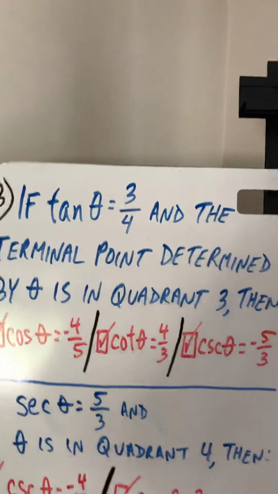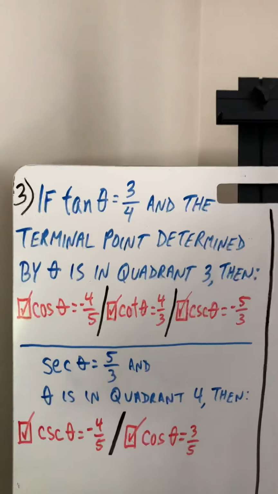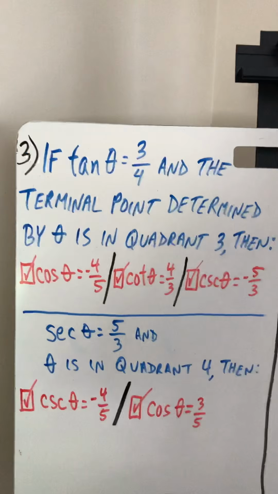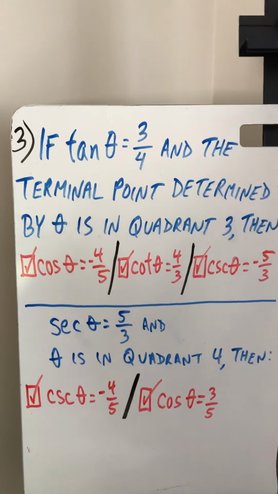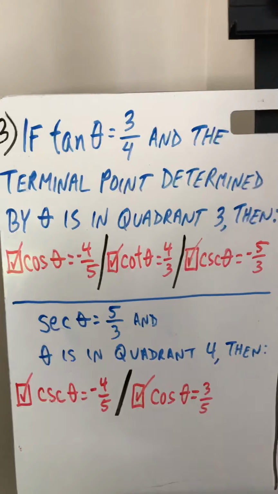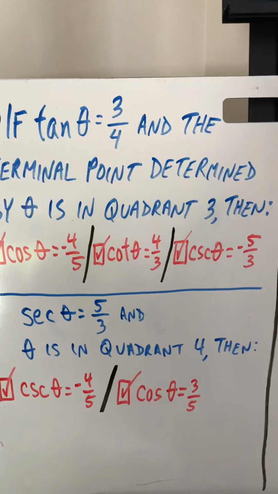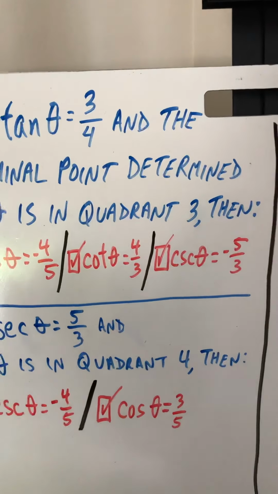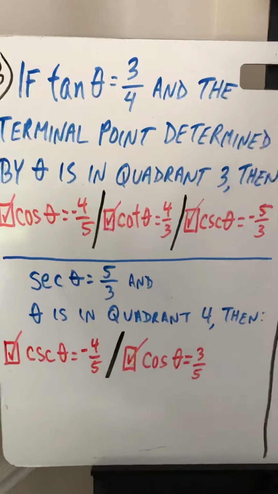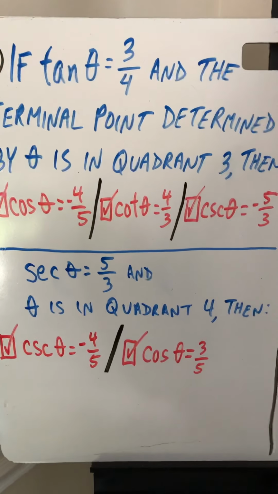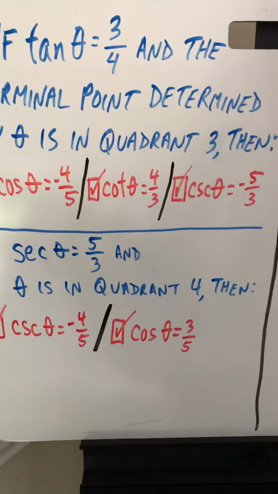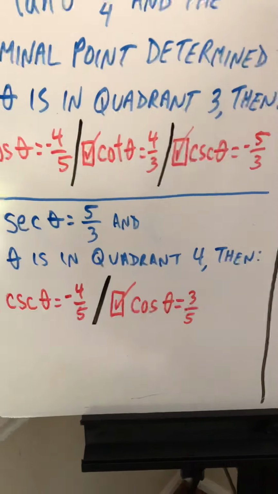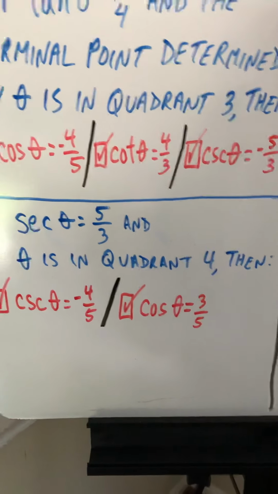If tan theta equals 3/4 and the terminal point determined by theta is in quadrant 3, then check each one of these. Check cosine theta equals negative 4/5. Check cotangent theta equals 4/3. Check cosecant theta equals negative 5/3. If your question says secant theta equals 5/3, and theta is in quadrant 4, then check cosecant theta equals negative 4/5 and cosine theta equals 3/5. Okay.